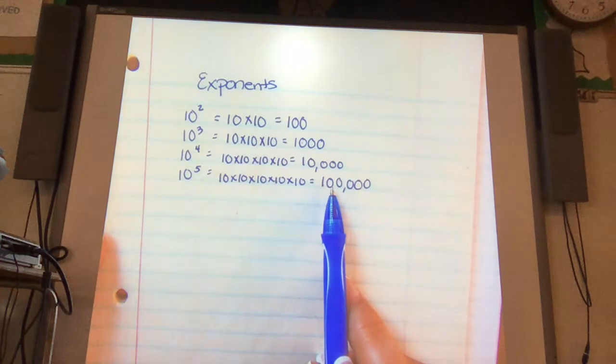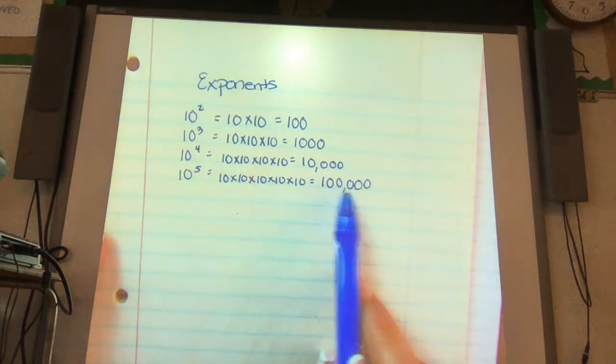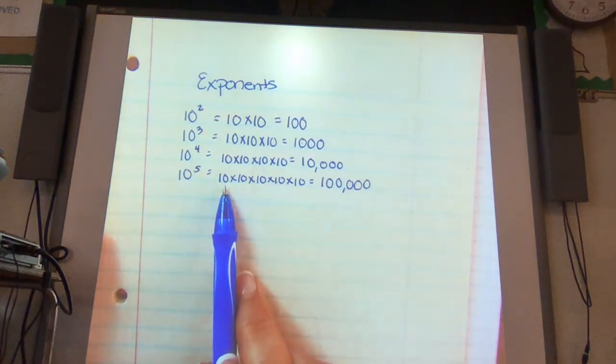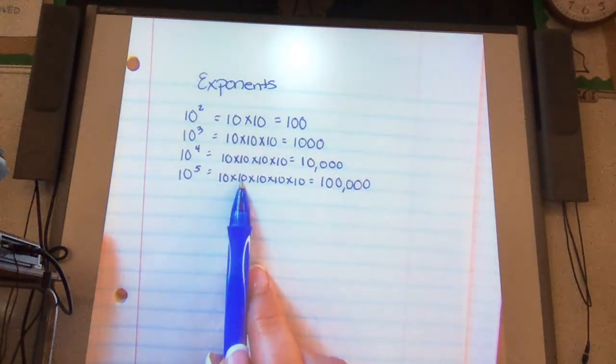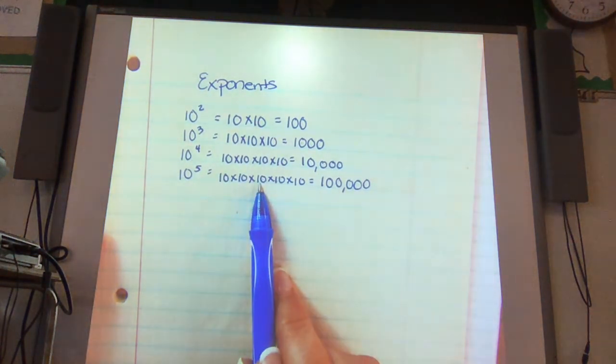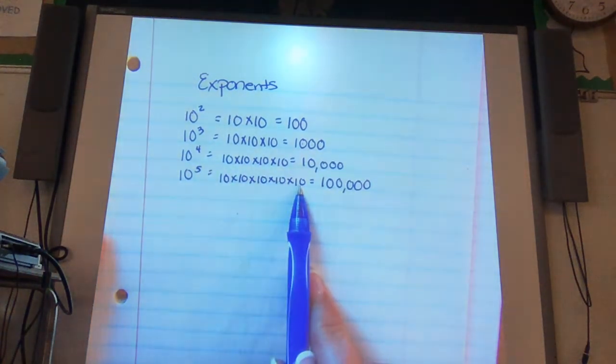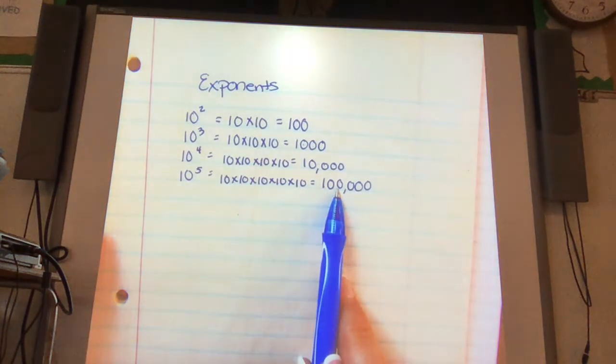100,000. 1, 2, 3, 4, 5. 5 zeros. So think of it this way: 10 times 10 is 100. 100 times 10 is 1,000. 1,000 times 10 is 10,000. And 10,000 times 10 is 100,000.